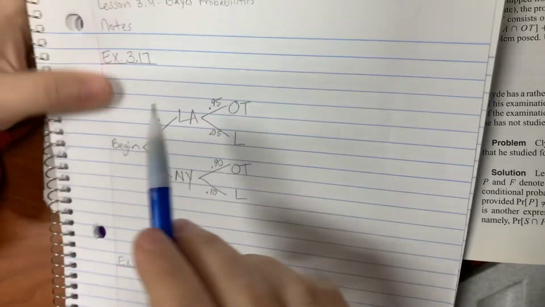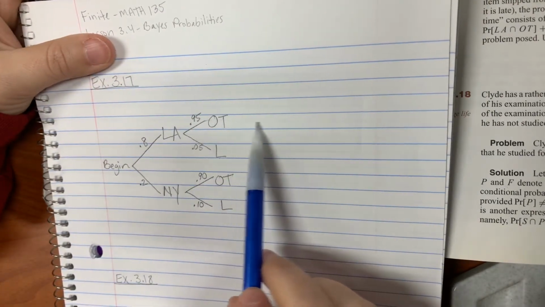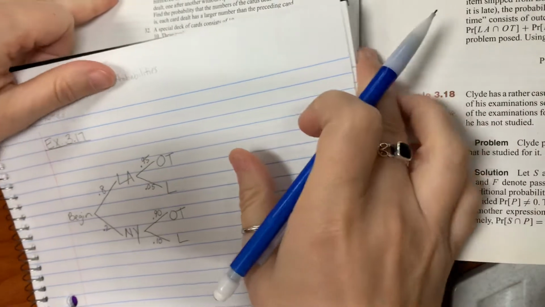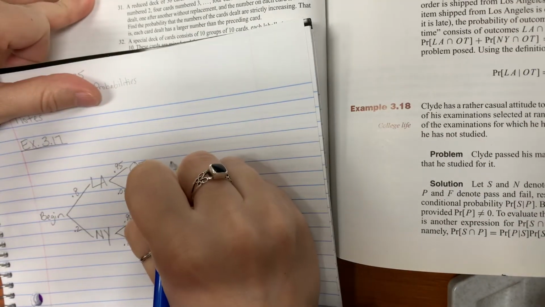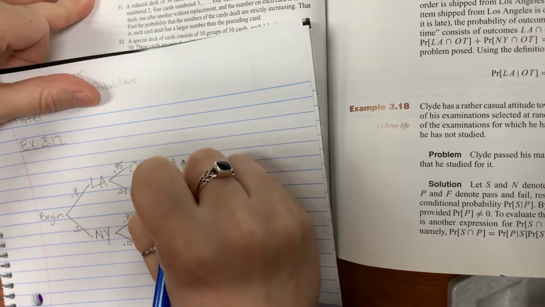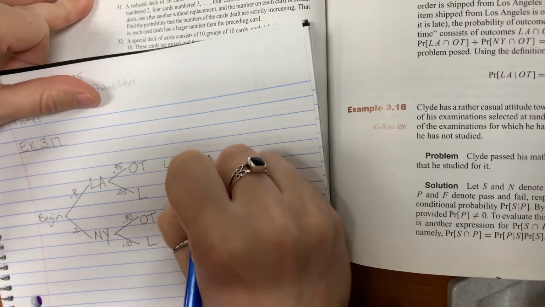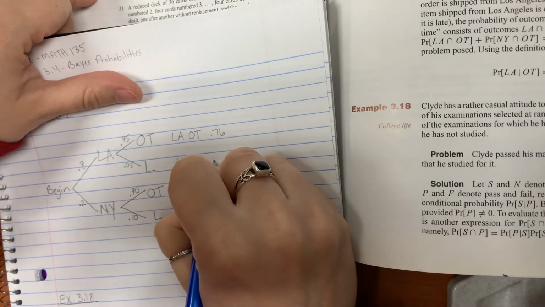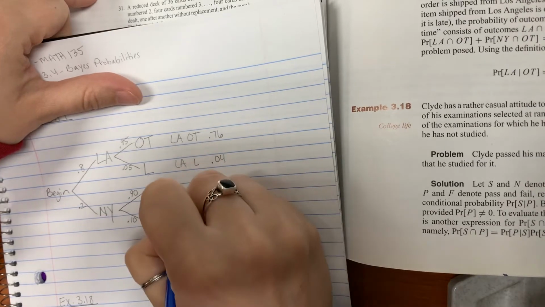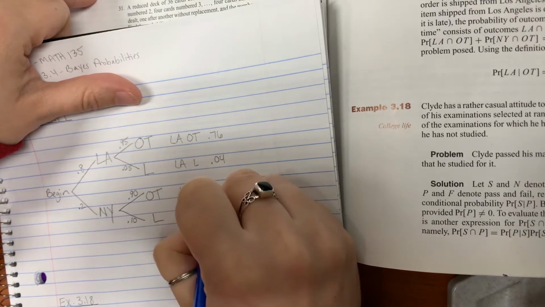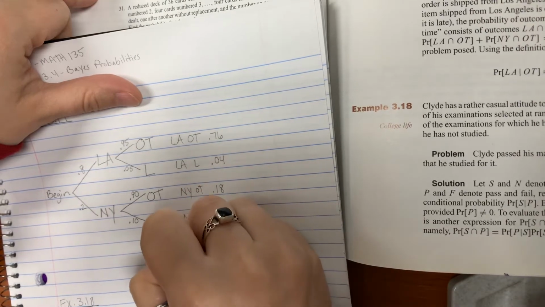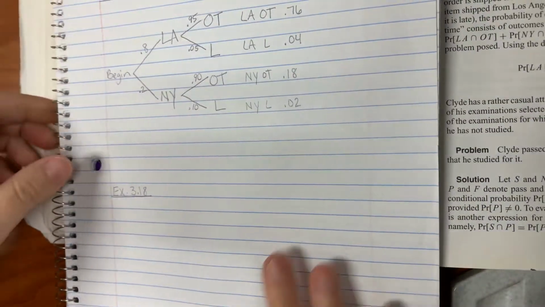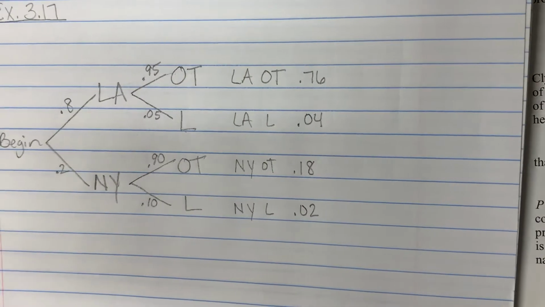Now I would go ahead through and multiply these to get my totals at the ends here. So I went ahead and did that. Let me just write down what I got here real quick. I'm going to write it out as Los Angeles on time was 0.76. And then Los Angeles late was 0.04. New York on time was 0.18. And New York late was 0.02. So there's my totals.